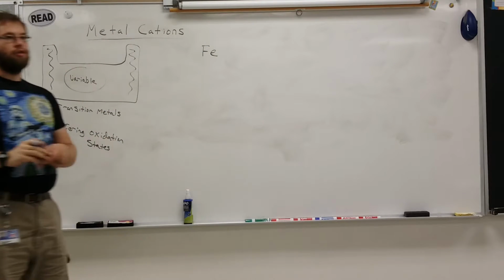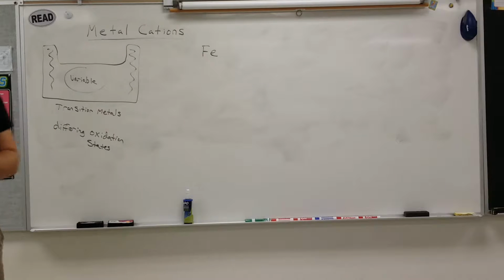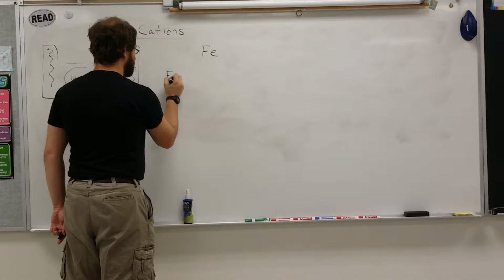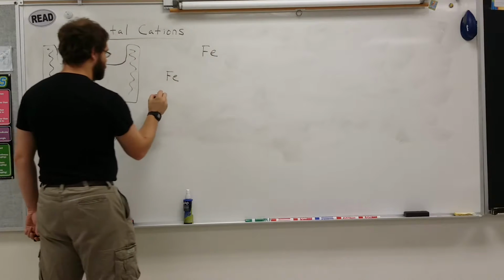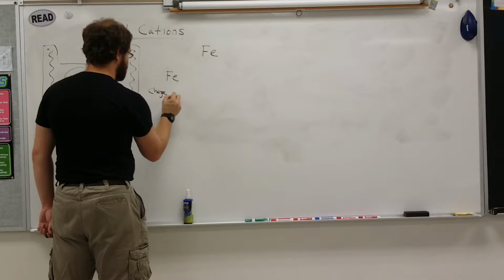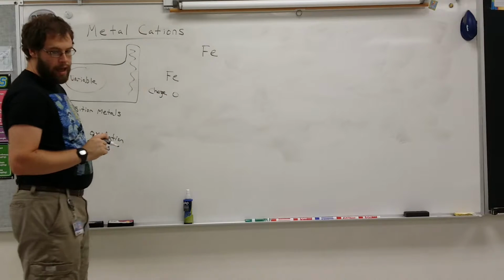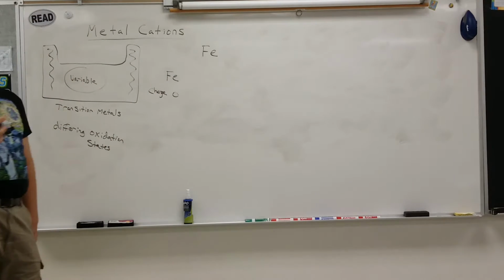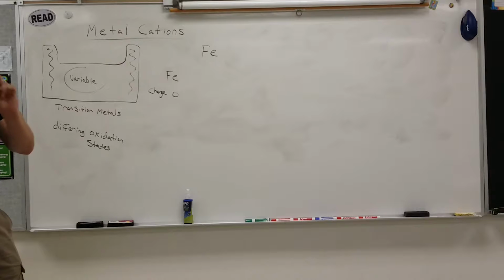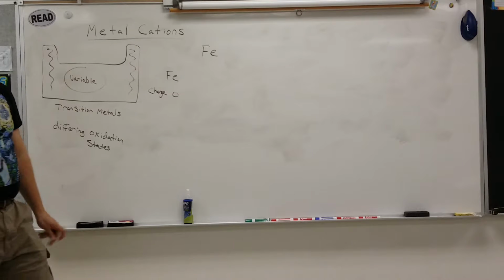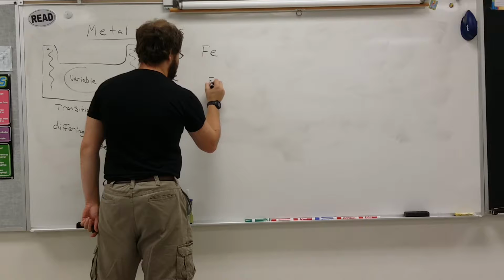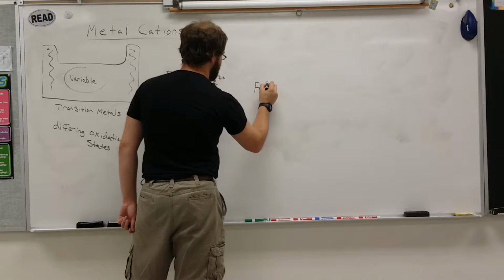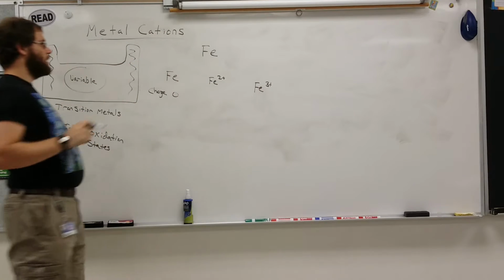And iron has 3 common oxidation states. The first one is just regular old iron. There's no charge on it, so the charge is 0. It's just the regular elemental iron, because elemental iron should always have a charge of 0. And then iron has 2 more oxidation states that it can have when it becomes an ion. There's Fe2+ and Fe3+. So they have 2 other ones.